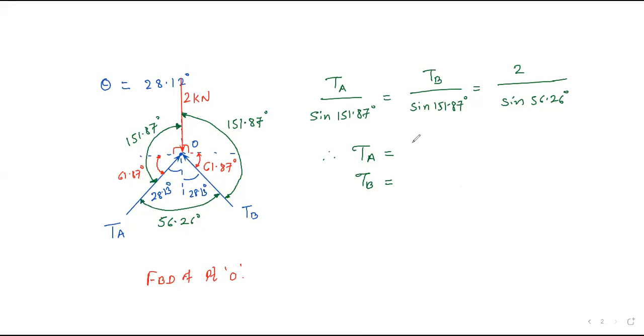1.13. What is the unit? Kilonewton. So all of you are getting the same answer. Okay, 1.13. So this is the tension in that chain. So the answer is 1.13 kilonewton. So in this way, we have solved this problem.